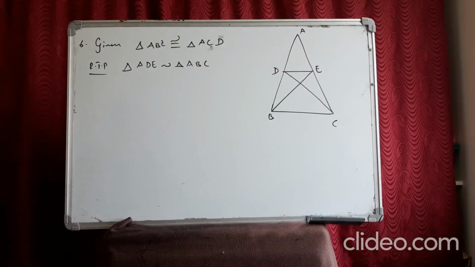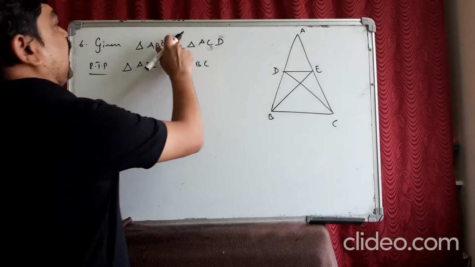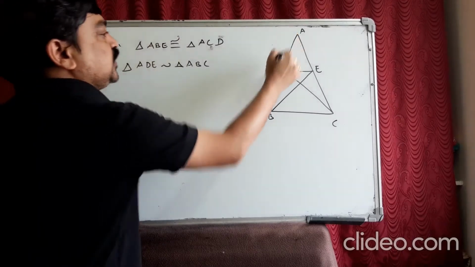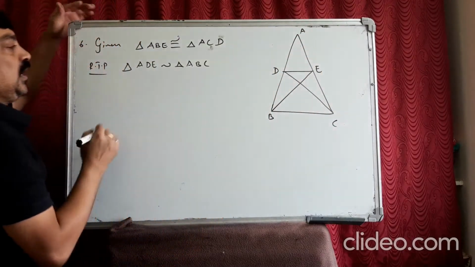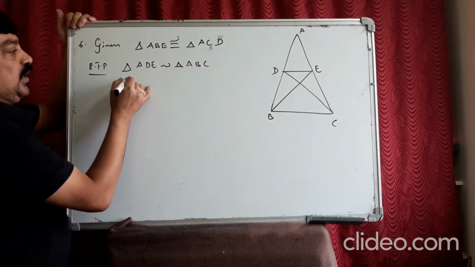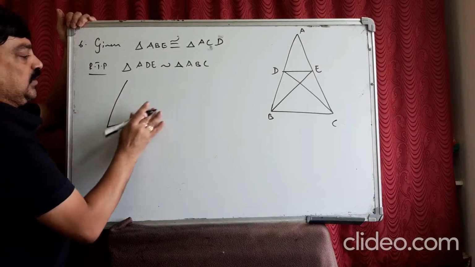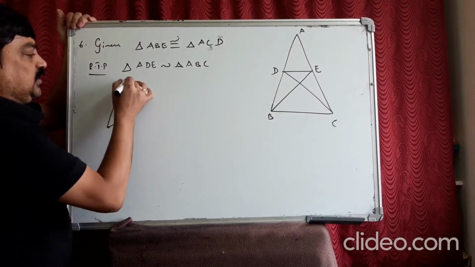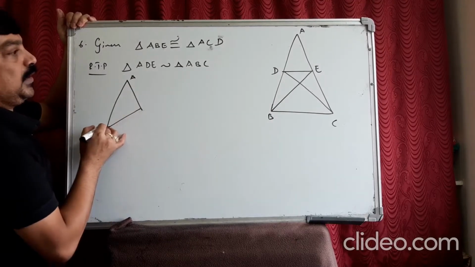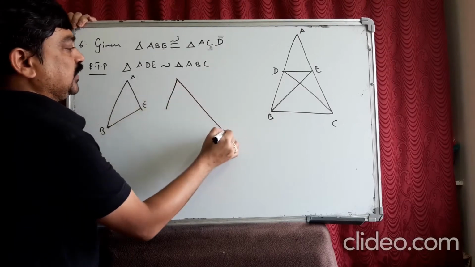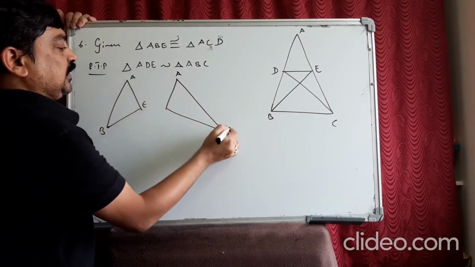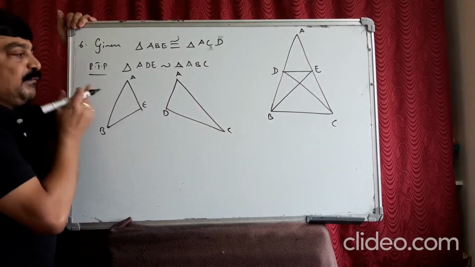Okay, in the sixth question, what did they give? They gave that triangle ABE is congruent to triangle ACD. Let us draw it like this: ABE and ACD. These two are congruent.